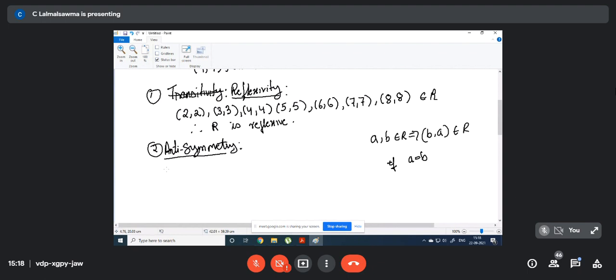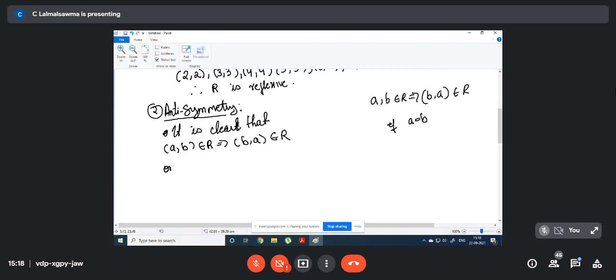So now it is clear that (a, b) belongs to R implies (b, a) belongs to R only when a is equal to b. Therefore, R is anti-symmetric.